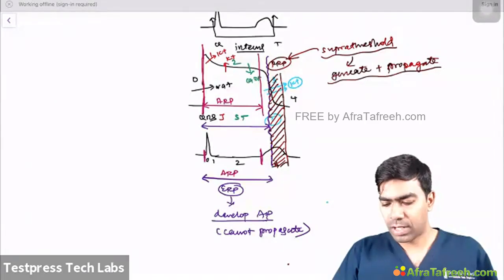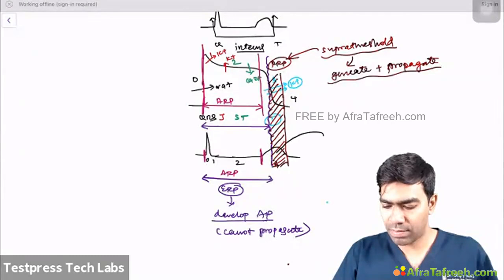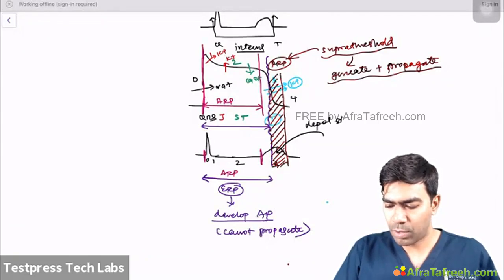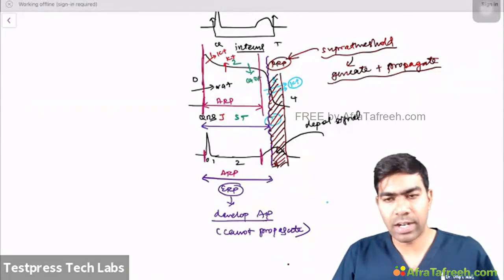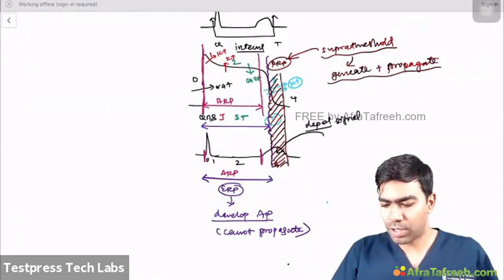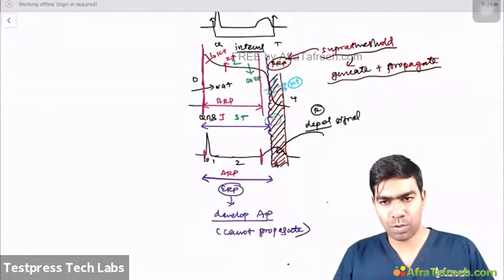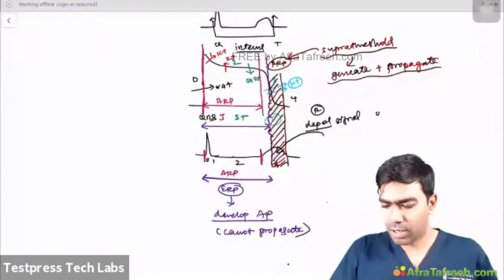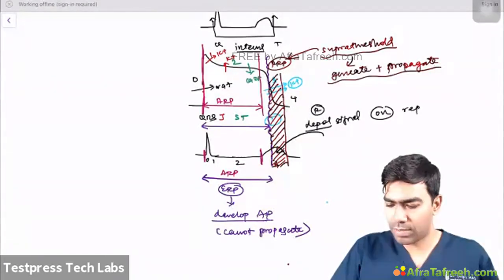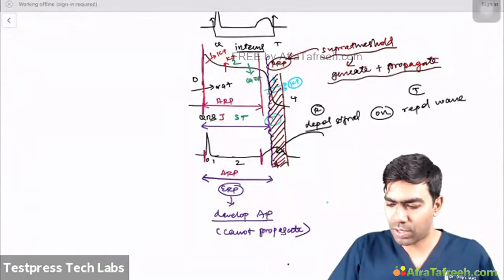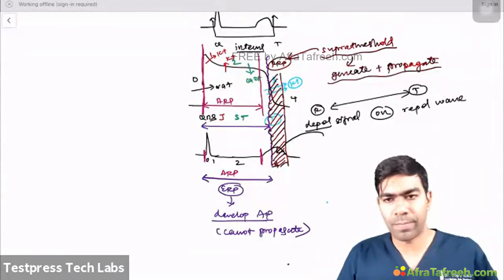Suppose during the T wave you are generating a new action potential or producing a new depolarization signal, that is falling on the relative refractory period. This depolarization signal is basically what we call the R signal. The R wave is the depolarization wave, as most of us know. And you are putting it on a repolarization wave, that is, during phase 3 or on the T wave. This is what is referred to as the R on T phenomenon.